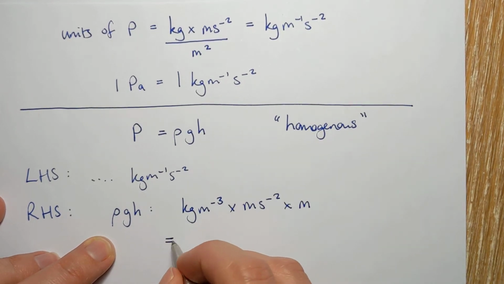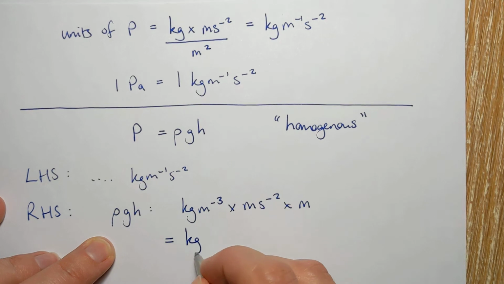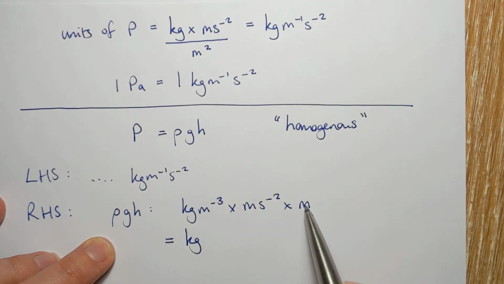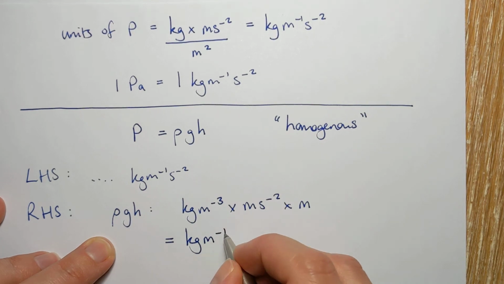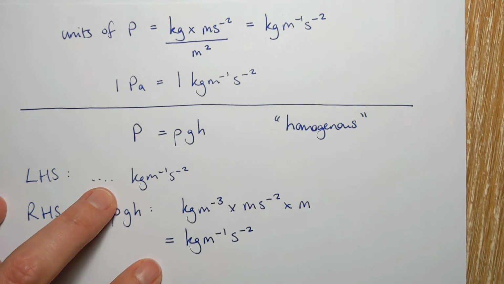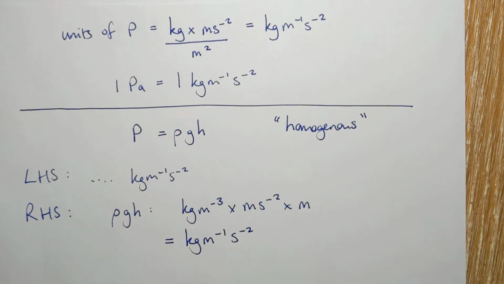And then again, we're going to tidy up. So there's my kilograms. I've got m to the minus 3 times m to the 1 times another m to the 1. So that's m to the minus 1, and then s to the minus 2. And there you go. We've now shown it. So both sides have the same units.